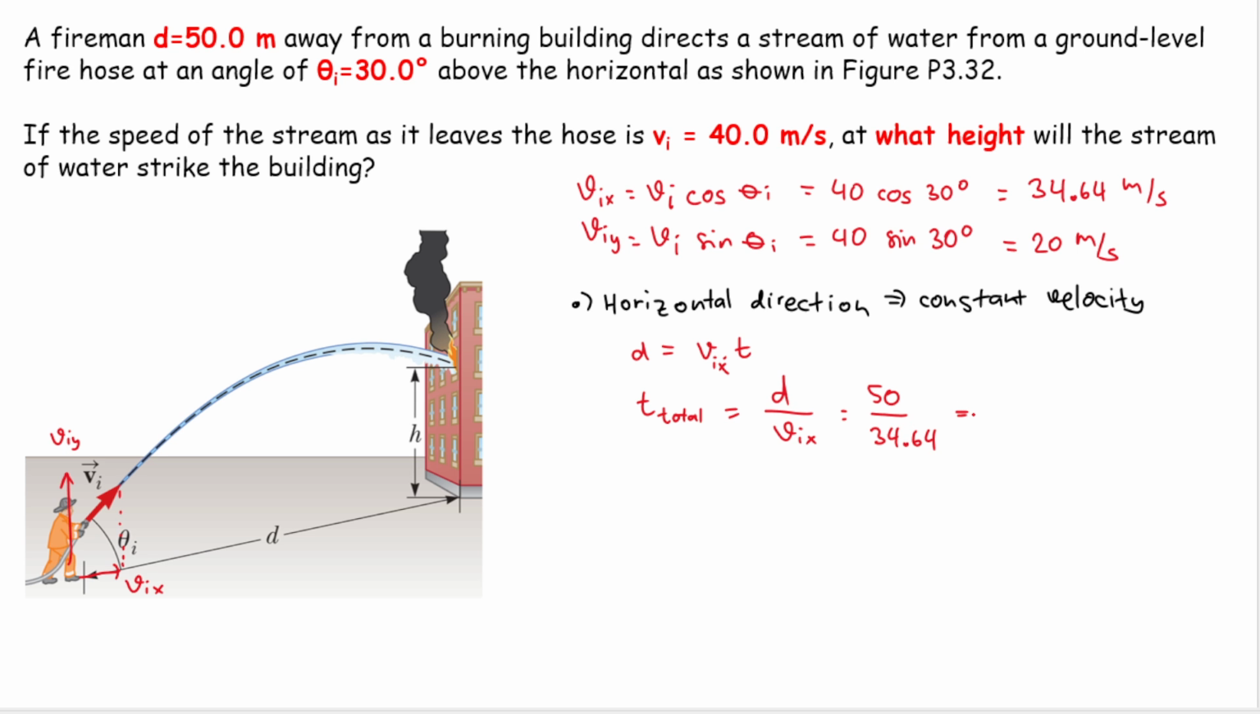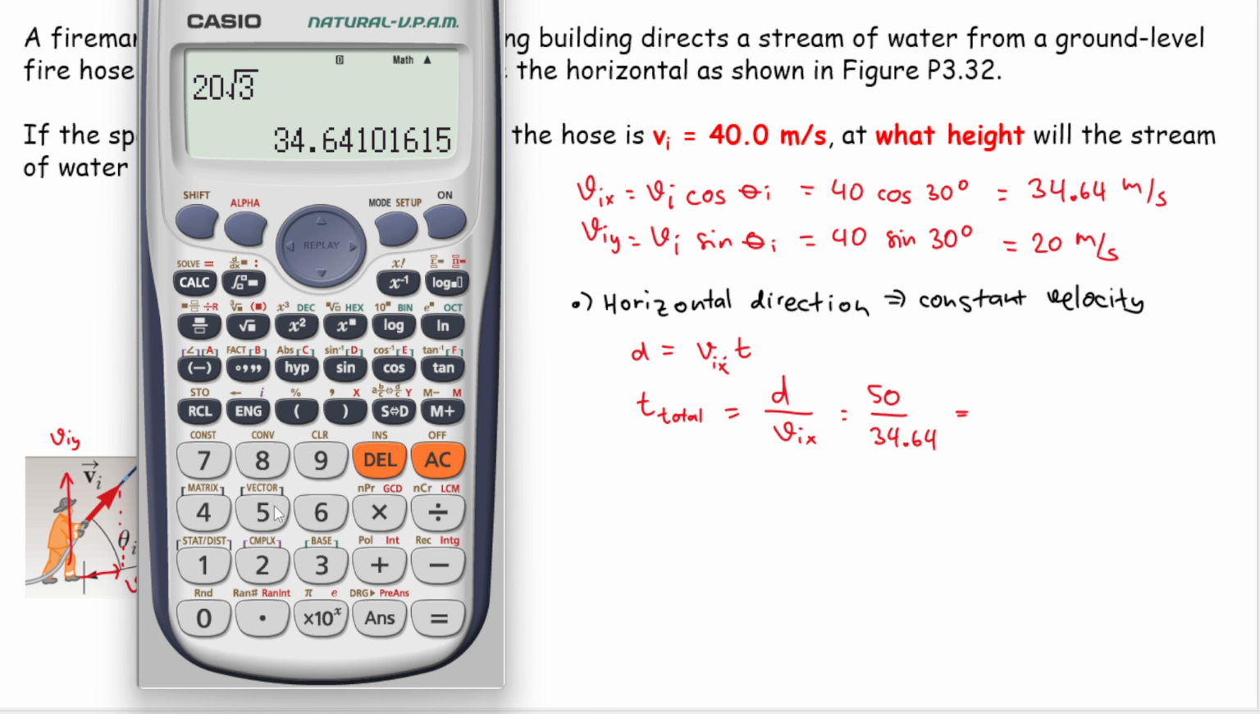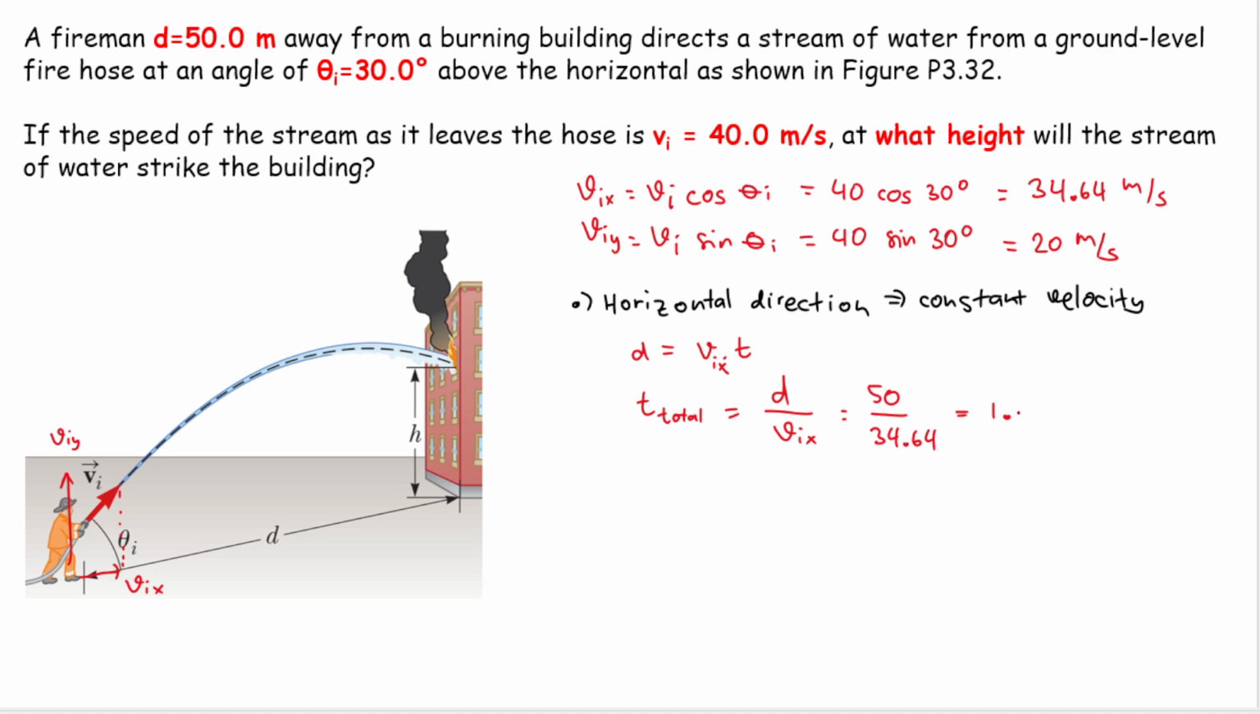Okay, now let's see here. So we will have 50 divided by 34.64, and we will have 1.44 second. Okay, now let's analyze when the water is going up.